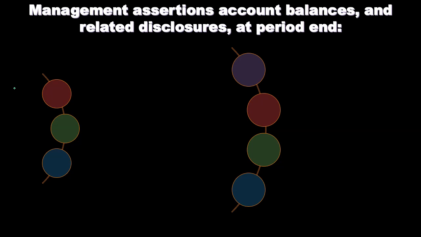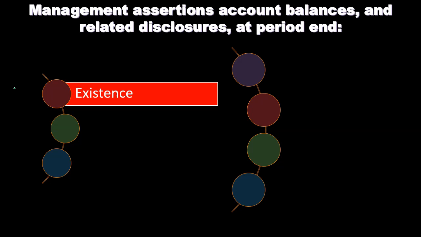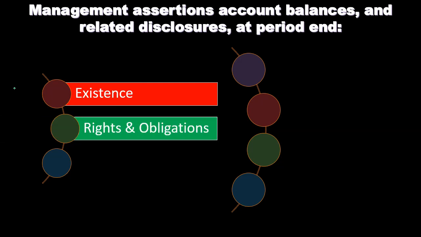Then we have assertions, and another group of assertions, management assertions about account balances and related disclosures at period end. So now we're looking at the account balances and the related disclosures. We have the existence, we have the rights and obligations. So do they exist? And you can apply this, the easiest thing to apply this to would be some type of asset, such as property, plant, and equipment.